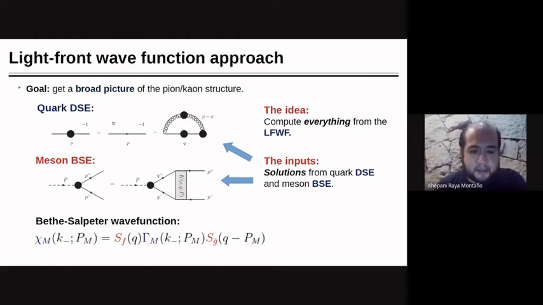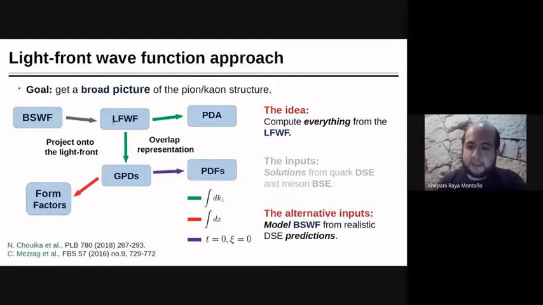We can solve them, but we will explore an alternative way, which is in fact more economical to compute these kinds of distributions. The alternative input will be to model the Bethe-Salpeter wave function from our knowledge of the Dyson-Schwinger equation predictions.